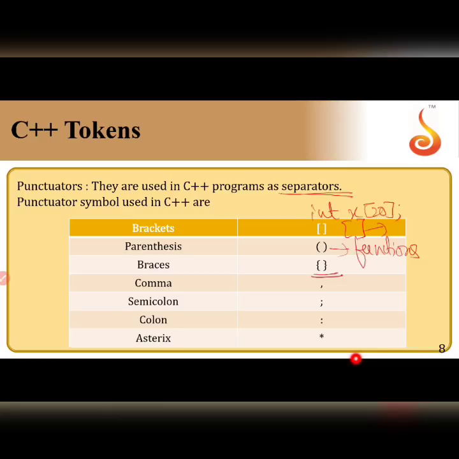Next is comma. If you want to declare multiple values of the same type in one statement, they can be separated by a comma. Semicolon is a statement terminator. Colon is used when you do inheritance or when you specify the public, private or protected section of a class. Asterisk is used when you are declaring a pointer.